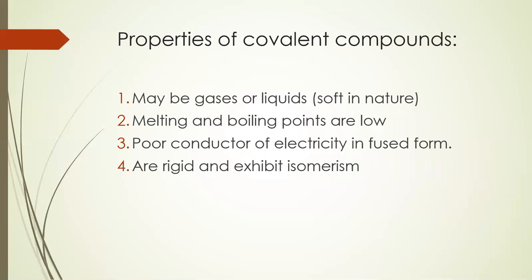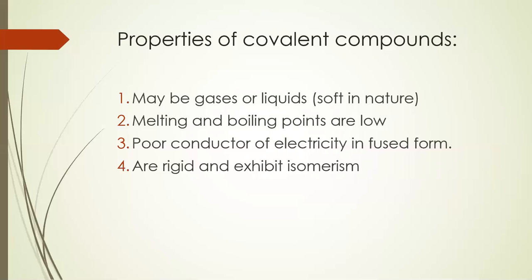Now I am discussing the properties of covalent compounds. Covalent compounds may be gases or liquids. Why are they gases or liquids? Because they cannot form a crystal lattice. They do not have strong intermolecular bonds, so they are soft in nature. Their melting and boiling points are very low, and they are poor conductors of electricity in fused form.